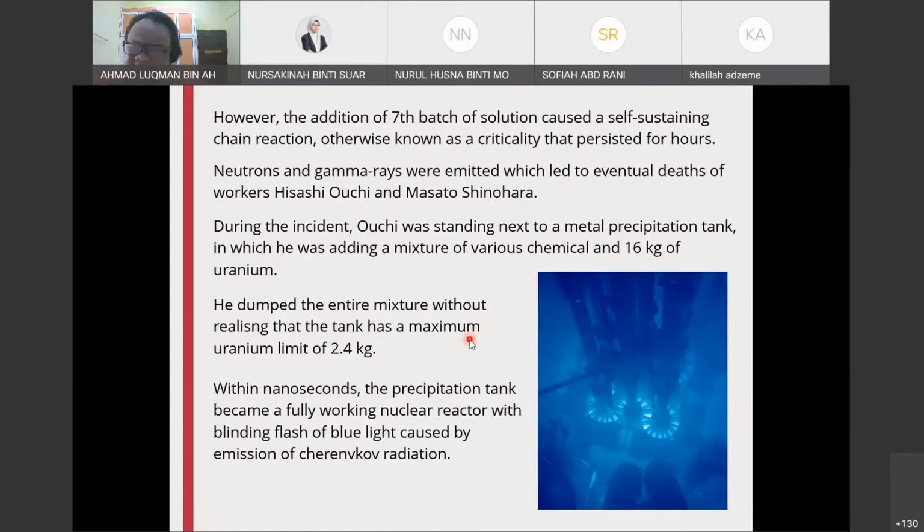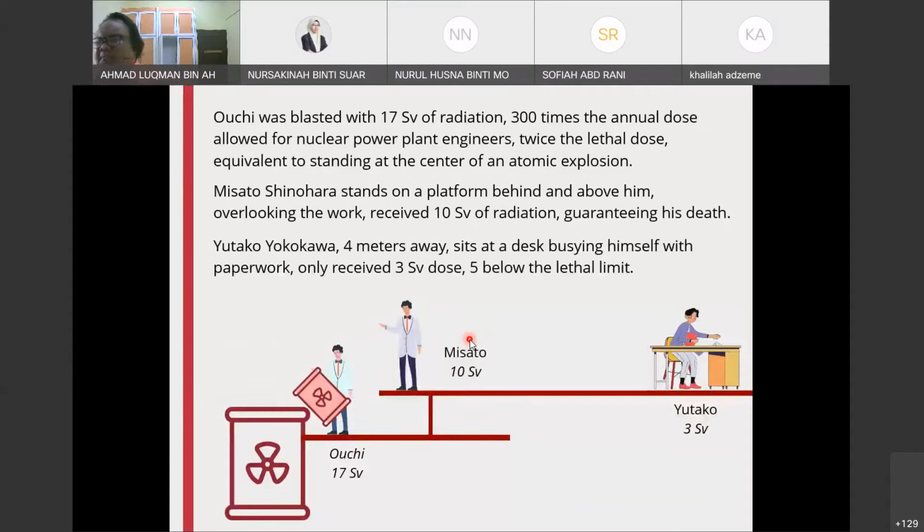Within nanoseconds, the precipitation tank became a fully working nuclear reactor with a blinding flash of blue light caused by emission of Cherenkov radiation. Ouchi was blasted with 70 sieverts of radiation, 300 times the annual dose allowed for nuclear power plant engineers, twice the lethal dose, equivalent to standing at the center of an atomic explosion.